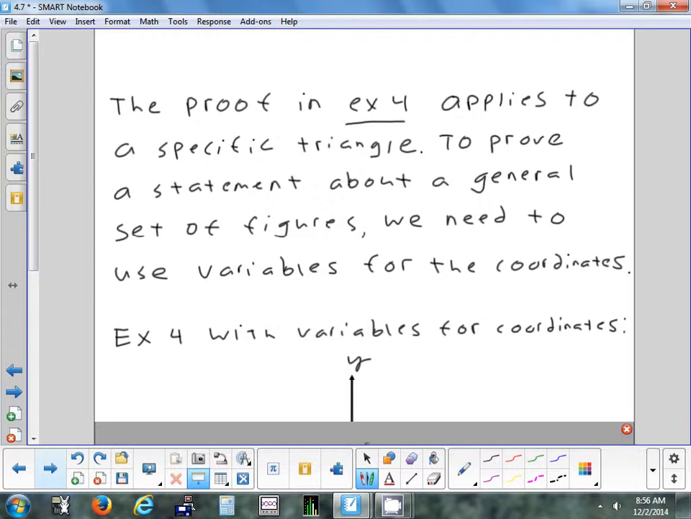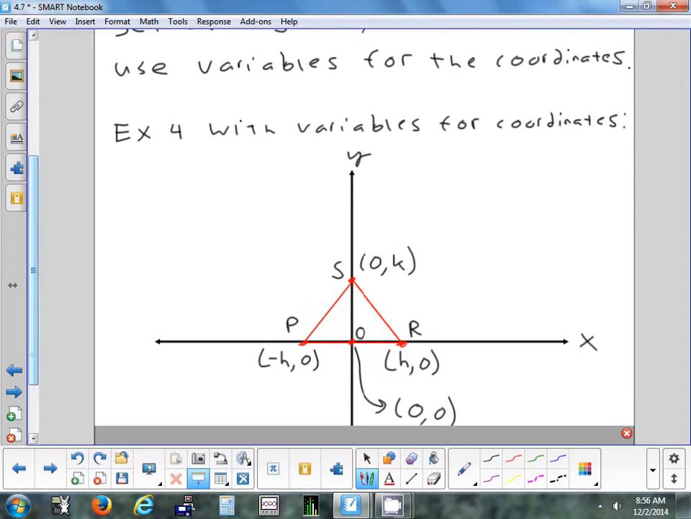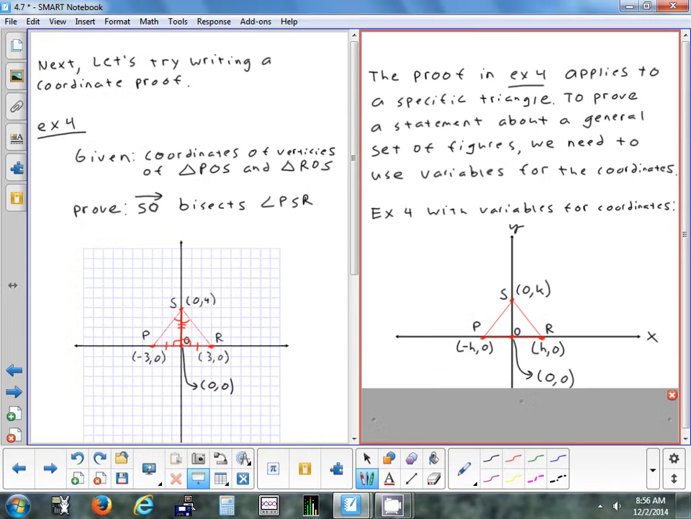Here's example 4 if you set it up with variables. Let's look at the difference. When you set it up with variables, you usually don't use a grid, because a grid implies you know an exact location, you know a number. We don't know a number here. But what we've done is we put the triangle symmetrically, cut by the y-axis. So whatever point along the base, if I go to the left that many units, -h, I've got to go to the right that many units, +h. That's how you split something symmetrically.